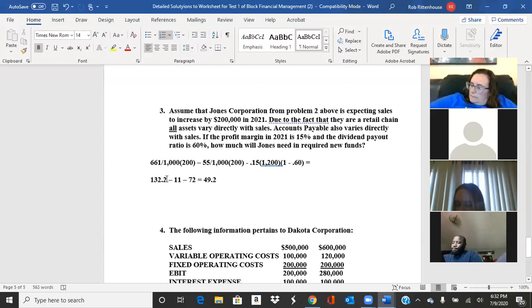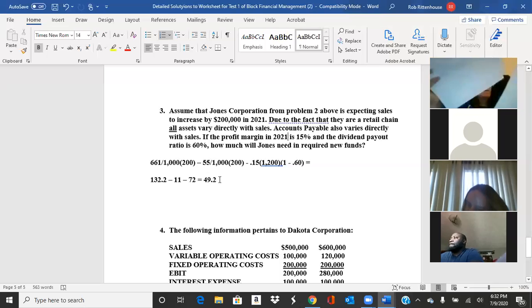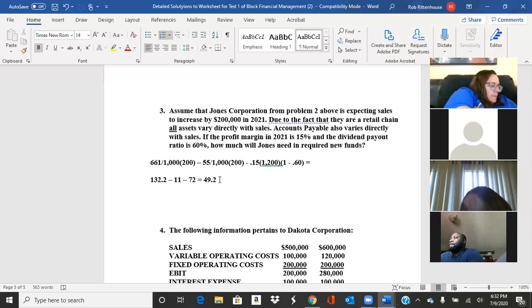Well, so when we take the increase in assets that results from our increase in sales, subtract out the increase in liabilities that results from the increase in sales, and subtract out the increase in retained earnings, that leaves us with required new funds of $49,200. So what that means is if everything happens the way this company plans, then they're going to have to get $49,200 of outside financing. Otherwise, their cash balance will have to decline.